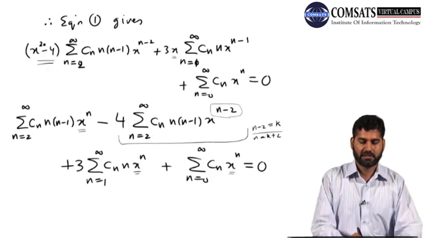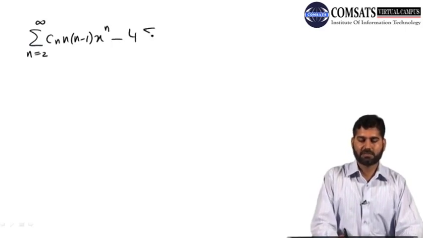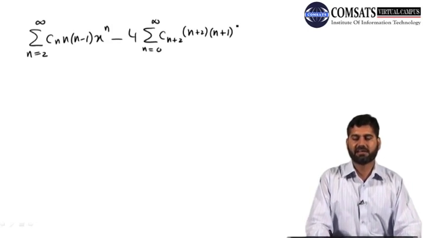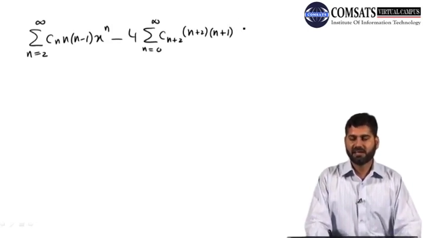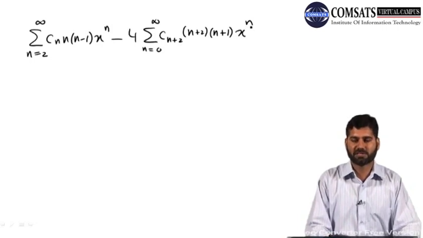So you will have sum n goes from 2 to infinity Cn n(n-1) x^n, minus 4 times sum k goes from 0 to infinity C(k+2)(k+2)(k+1) x^k. I am again writing it n because it's a summation index. Either change k in all of them or don't change k here. So I'm again replacing k by n. All right, so by changing this index from 2 to 0, I will have to add 2 in n. n+2, n+2, n+2 minus 1 is n+1, and x^(n+2) minus 2 is x^n.